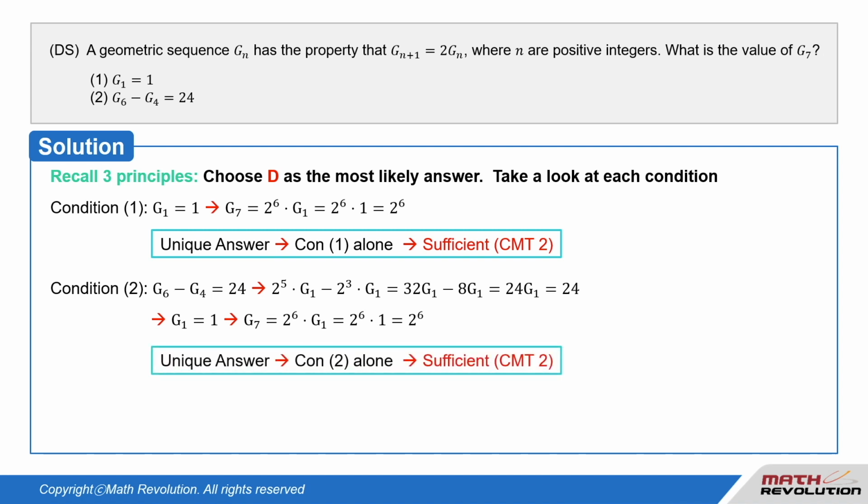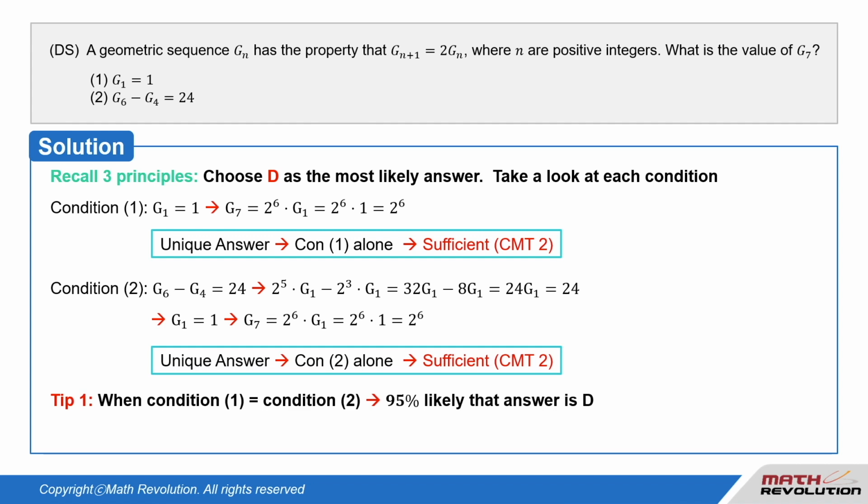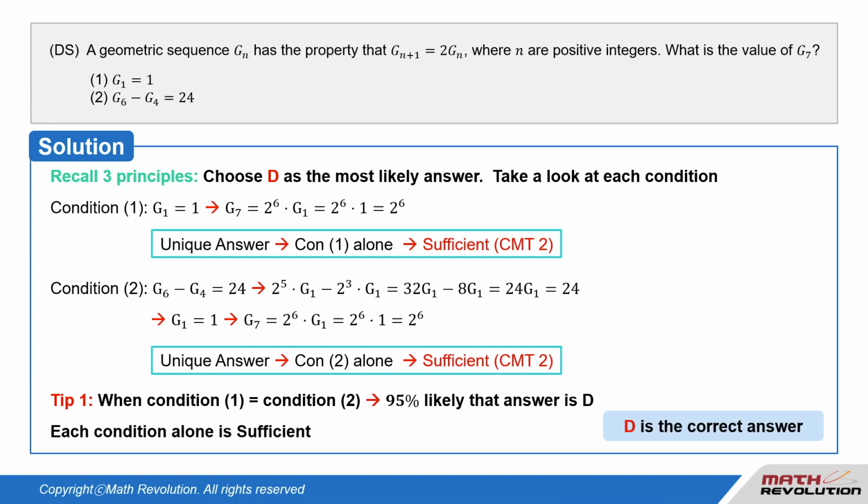So the answer is unique, and the condition is sufficient by CMT2, which states that the number of answers must be 1. Also, according to tip 1, it is about 95% likely that D would be the answer when the value of condition 1 is equal to the value of condition 2. Each condition alone is sufficient. Thus, D is the correct answer. Answer D.